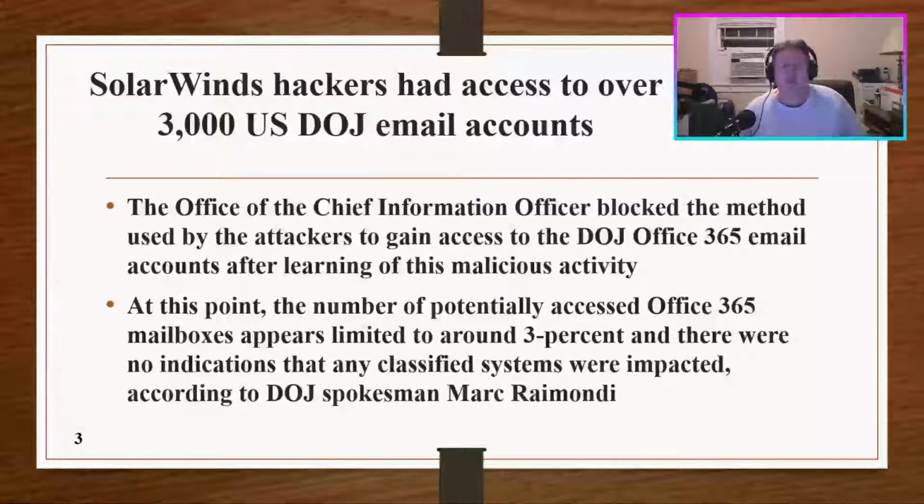The Office of the Chief Information Officer blocked the method used by the attackers to gain access to the Department of Justice Office 365 email accounts after learning of this malicious activity. At this point, the number of potentially accessed Office 365 mailboxes appears limited to around 3%, and there were no indications that any classified systems were impacted, according to Department of Justice spokesman Mark Raimondi.